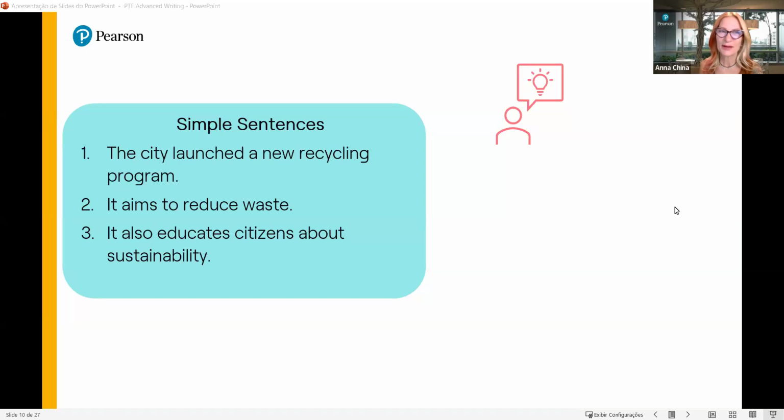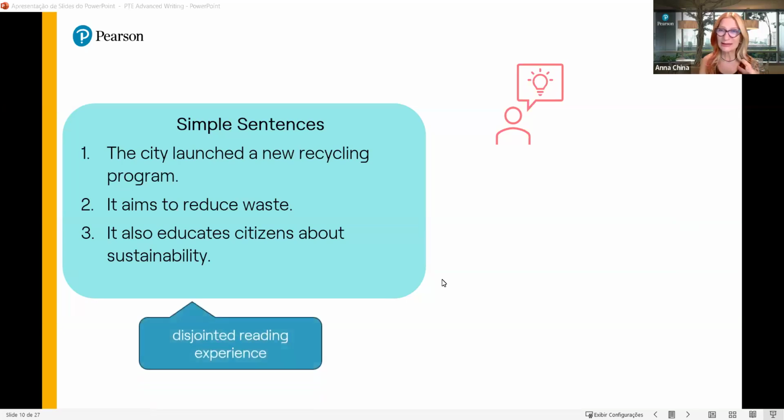So look at this. There are 3 simple sentences here. The city launched a new recycling program. It aims to reduce waste. It also educates citizens about sustainability. So there are 3 sentences. This is disjointed, 3 choppy sentences, right? And this is what they do sometimes. And we really want them to be able to put this all together.